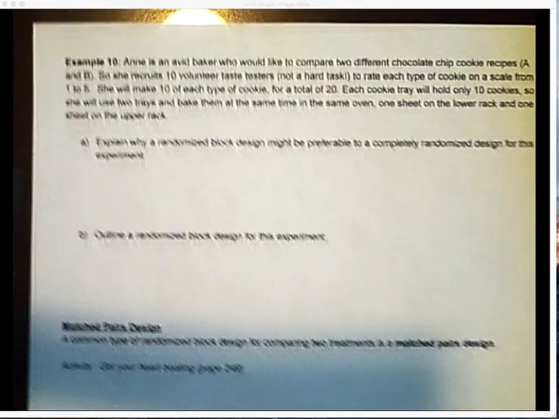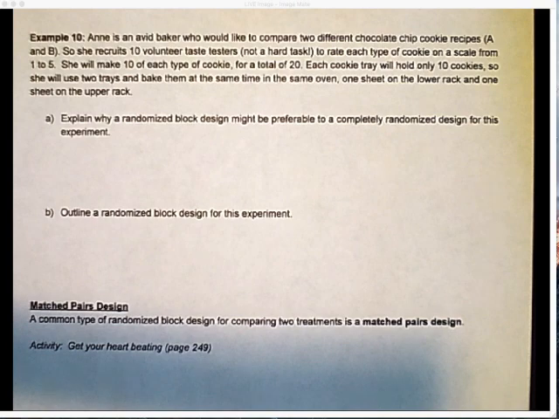All right, so let's look at this one. Example 10. Anne is an avid baker who would like to compare two different chocolate chip cookie recipes, A and B. So she recruits 10 volunteer taste testers to rate each type of cookie on a scale from 1 to 5. She will make 10 of each type of cookie for a total of 20.